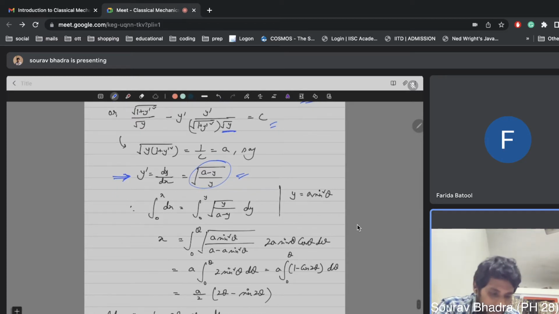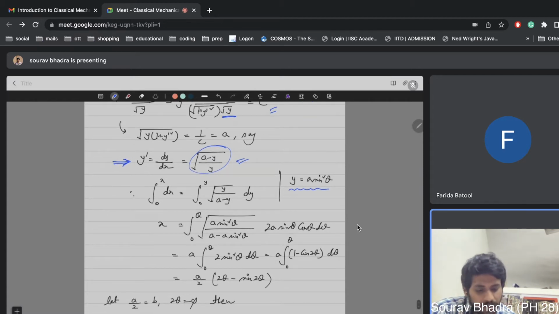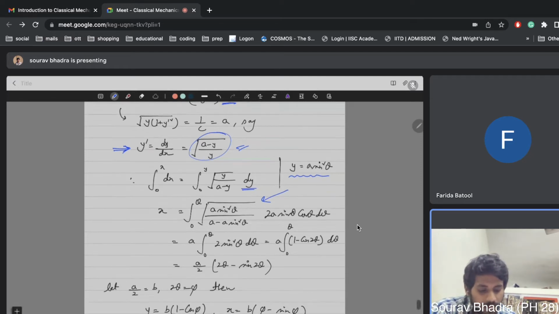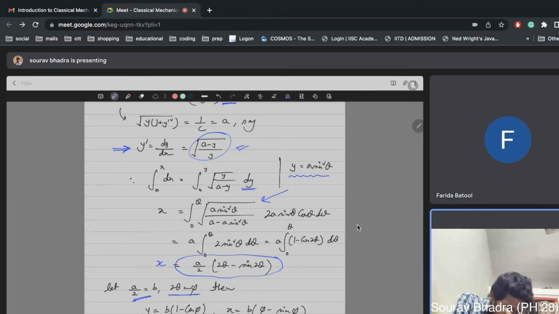Now to do this integration, one substitution is needed, that is y equals a sin square theta. This is pretty straightforward to do, just substitute that accordingly. Substitute your dy in terms of d theta, and you will get this equation, which is the final result. x equals a by 2 times (2 theta minus sine 2 theta). Now as a is a constant, you can define a by 2 equals b, which is also a constant, and we are defining 2 theta as phi.